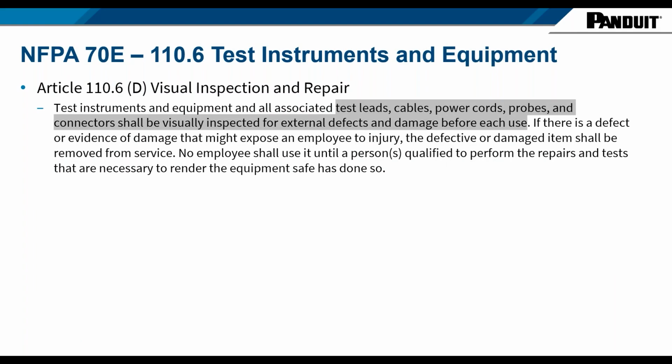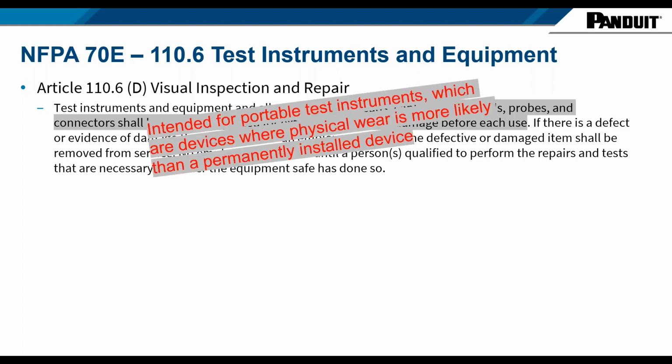So first, test instruments and equipment and all associated test leads, cables, power cords, probes, all the wear items really, shall be visually inspected for external defects and damage before each use. This comes up a fair amount, and I'll just say that AVTs and other technologies are beyond test instruments. Test instruments have been there for a long time, and that's really what a lot of these standards were written around, not AVTs being permanently mounted. So this one, I don't believe is intended for permanently mounted devices. It's more intended for portable test instruments, again, which have wear items.